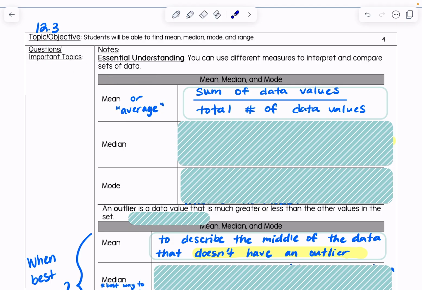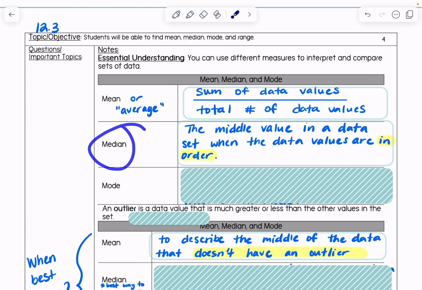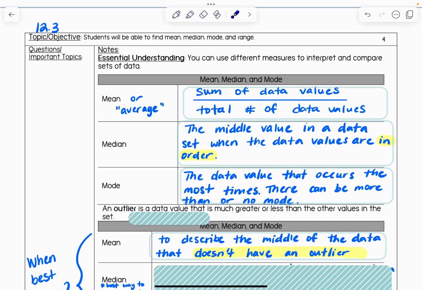The mean or average is when you add up all the data values and divide it by the total number of data values. For median, feel free to pause and write this down. The middle value in a data set when the data values are in order. That's really important. Put them from smallest to largest, left to right. Mode, feel free to pause and write this down. The data value that occurs the most times.